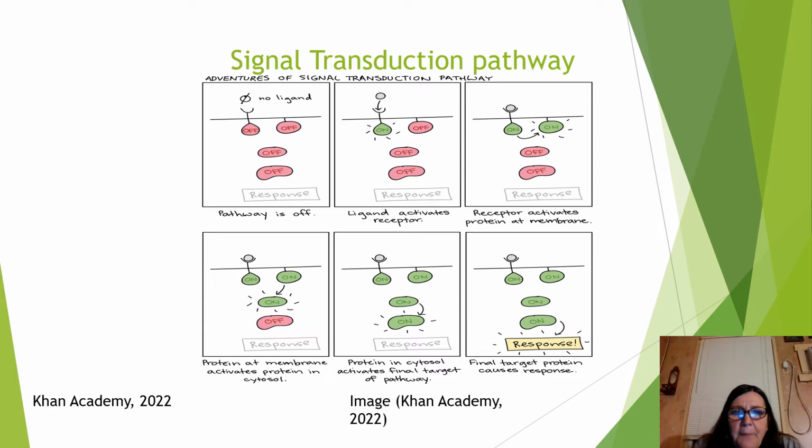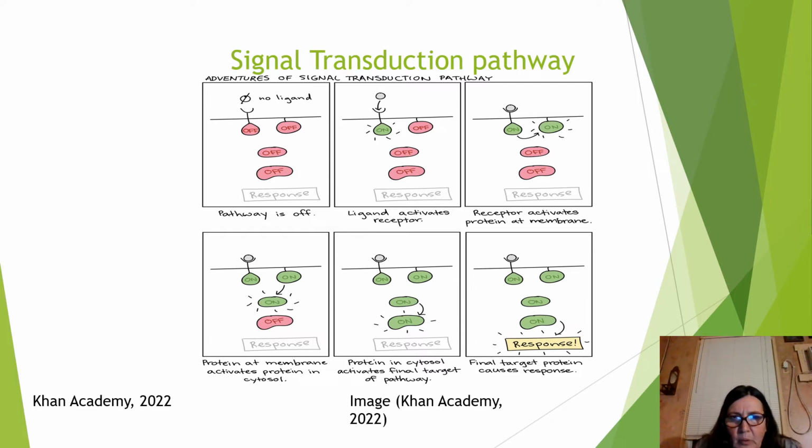But when you have a ligand come in here and attach to this receptor, it turns on this first cell. So the ligand activates that receptor. And then this receptor activates the protein over here. And then the protein at the membrane activates the protein in the cytosol. Because this line here indicates that this is the membrane. This is on the outside of the membrane, the top of the line, the bottom line is in the cytosol.